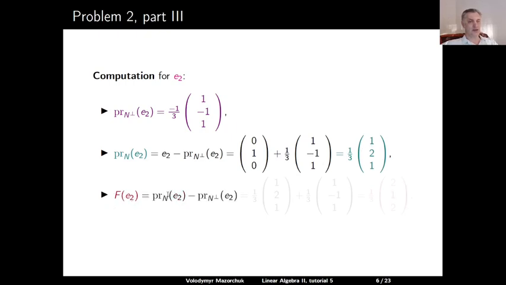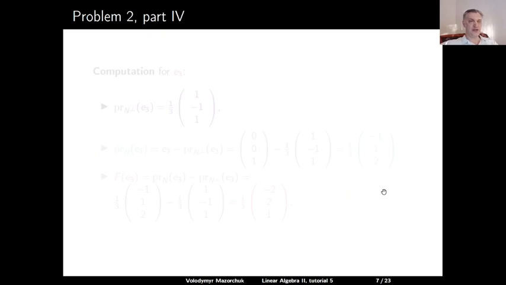And now we can again compute f of E2. We take projection onto n and subtract projection onto the orthogonal complement. So projection onto n is 1/3 of (1, 2, 1). Projection onto the orthogonal complement is minus 1/3 of (1, -1, 1). So we should write plus 1/3 of (1, -1, 1). So 1/3 plus 1/3 is 2/3. 2/3 minus 1/3 is 1/3. 1/3 plus 1/3 is 2/3. So f of E2 is 1/3 of (2, 1, 2).